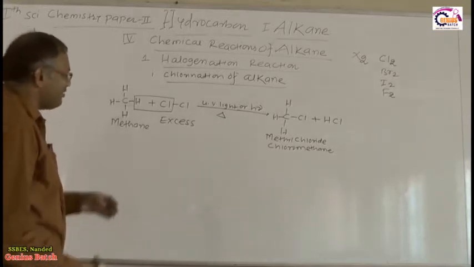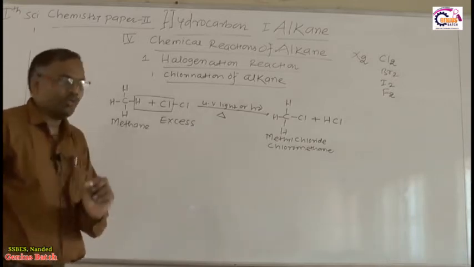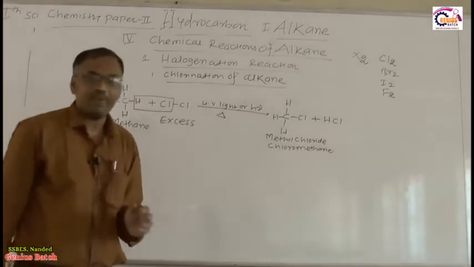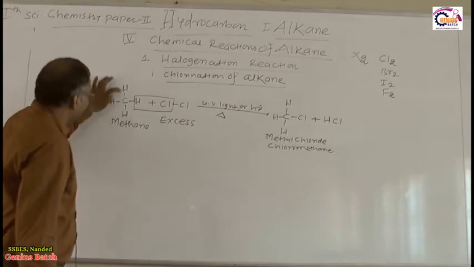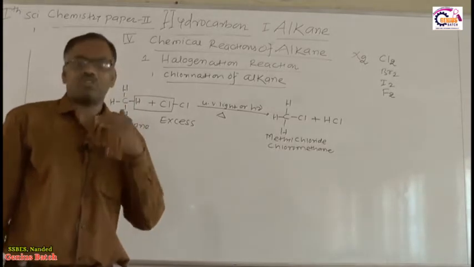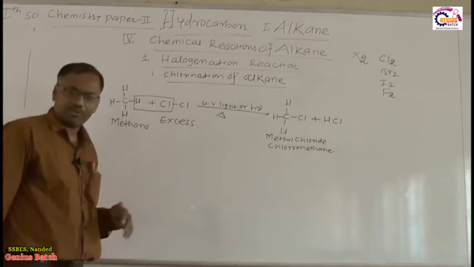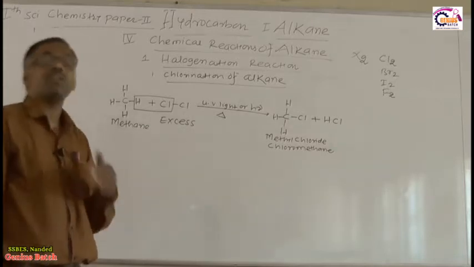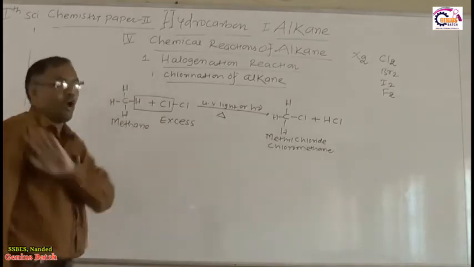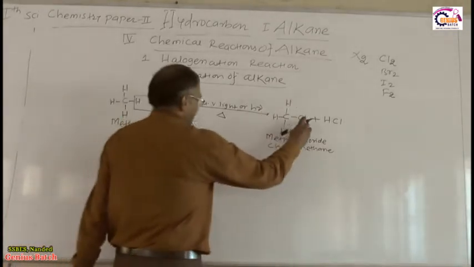As we have seen, this chlorine is in excess. Because excess chlorine is taken in the chemical reaction, the reaction does not stop until all the hydrogen atoms are replaced. The reaction will not stop. Why? Because we have taken excess of chlorine here. So if excess chlorine is taken, until all the hydrogen atoms are replaced, the reaction will not stop. So this is the first step.